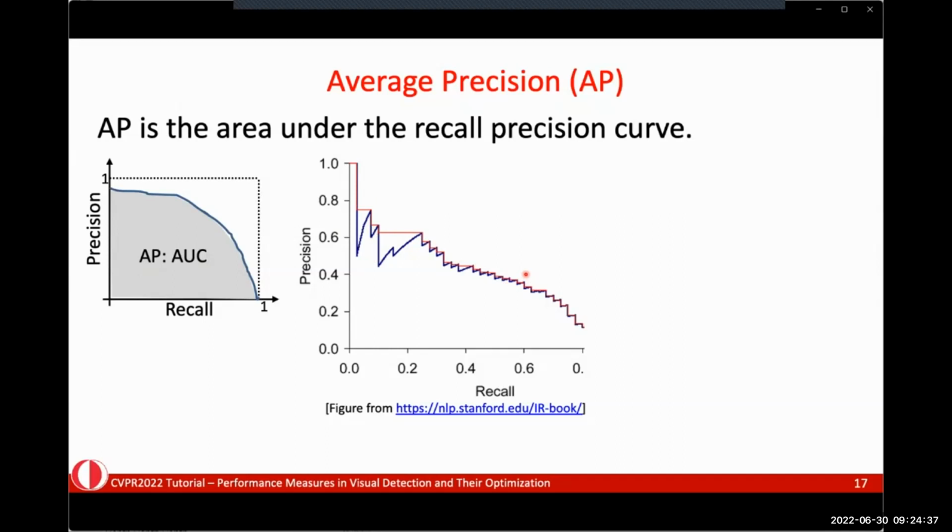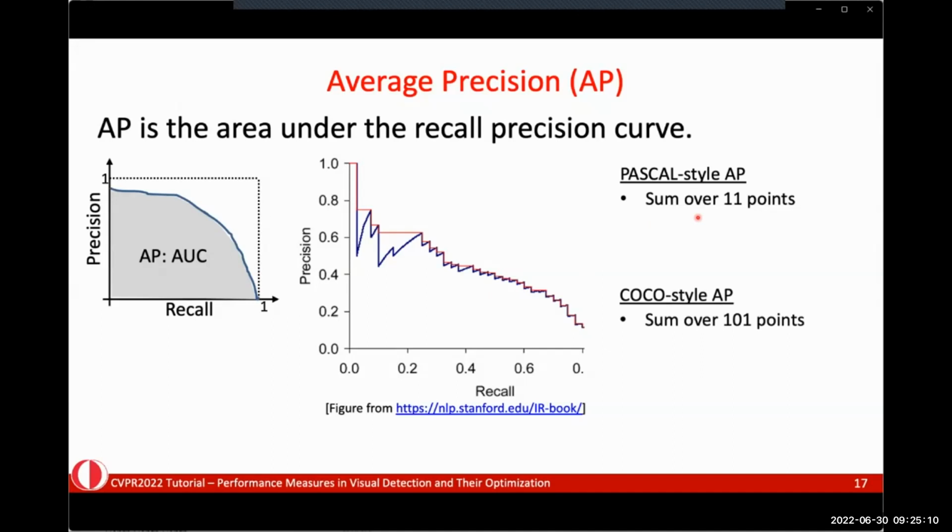In the two most widely used datasets in object detection, which are Pascal VOC and MS-COCO, this smoothing is automatically done for you in the dataset's official evaluation code. Finally, the last step is to compute the area under this curve. In Pascal VOC, area under the curve is approximated by summing the curve over 11 regularly spaced points in the recall axis. And COCO does the same thing, but it uses 101 points.